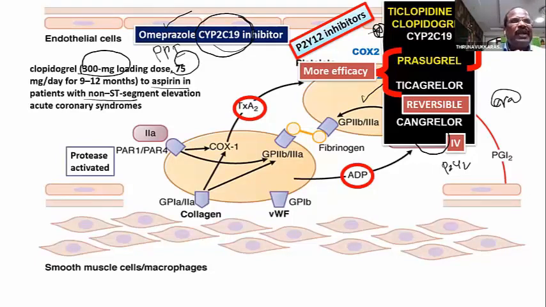So dual antiplatelet, we now start talking about dual antiplatelet. So we give a combination of a thromboxane A2 antagonist like aspirin plus clopidogrel. It's a commonly given dual antiplatelet. Next.